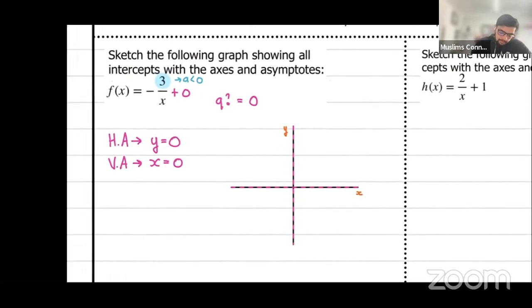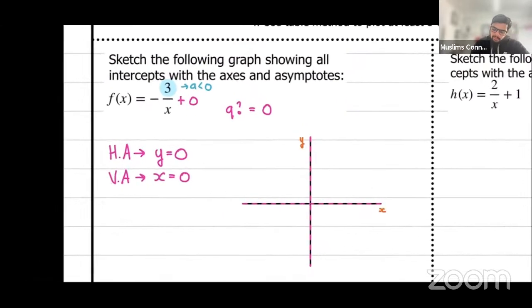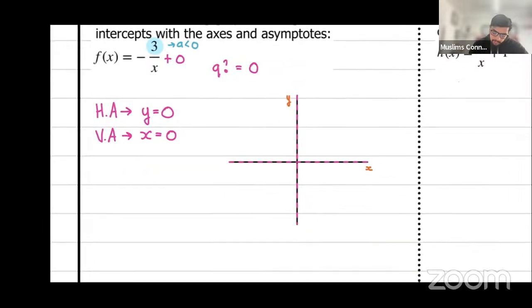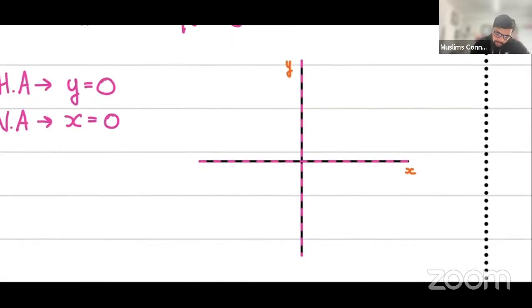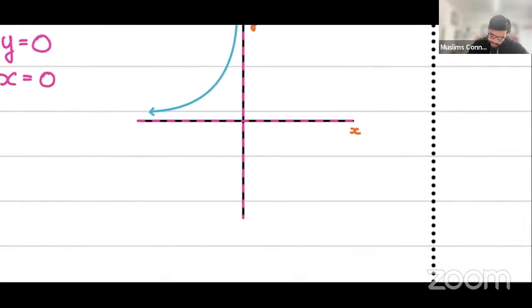Okay, and then we know the shape: A is less than 0. So just remember this, when A is less than 0, then we have top left, bottom right. Top left, bottom right. So we don't have to have it looking exactly perfect. You don't have to have it look perfect, but it must be relatively similar, some kind of shape that looks like this. So that's what it looks like. And this is what it looks like on this side.